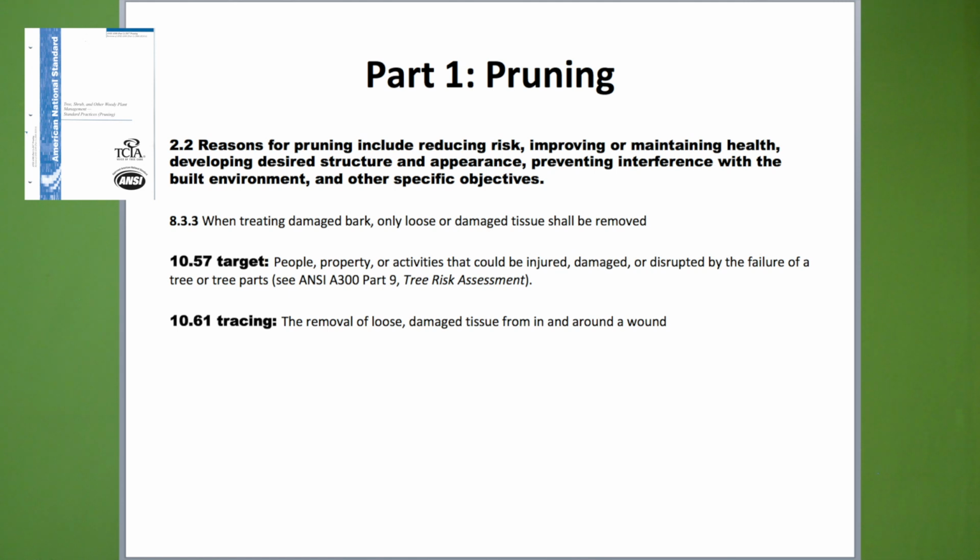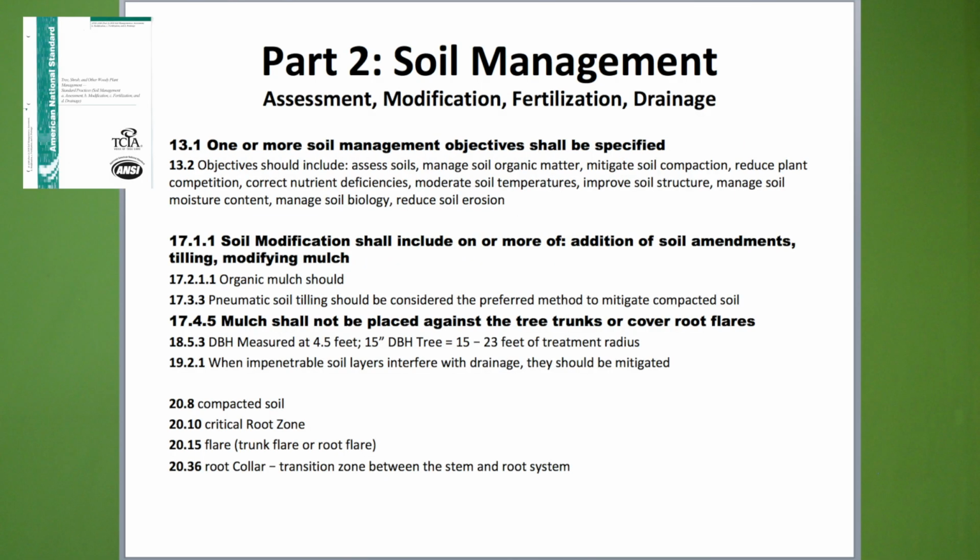Now I'm going to read some of these things. You can read them for yourselves. They're up there in front of you on the screen, and reasons for pruning include reducing risk, improving or maintaining health, developing desired structure and appearance, preventing interference with the built environment, and other specific objectives. In particular, on this job, we used tracing, which was the removal of loose damaged tissue in and around the wound, Part 1.